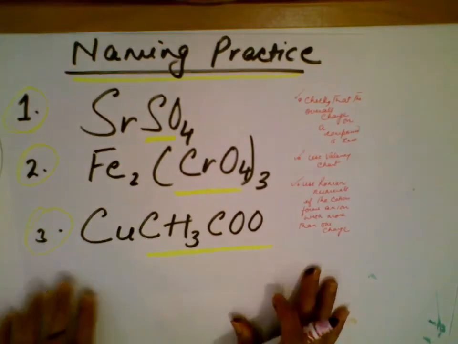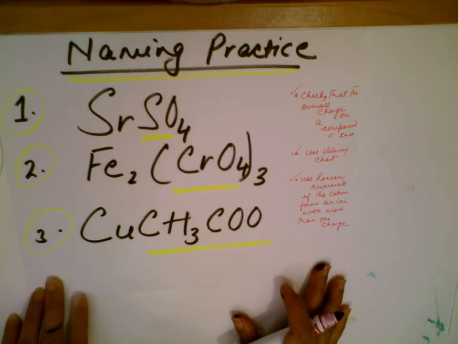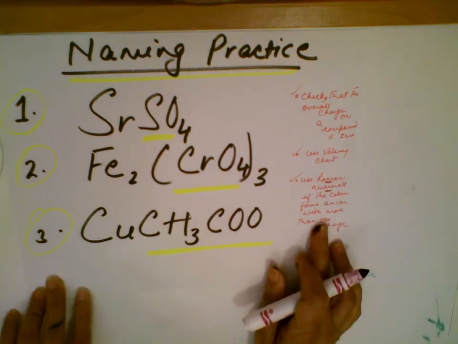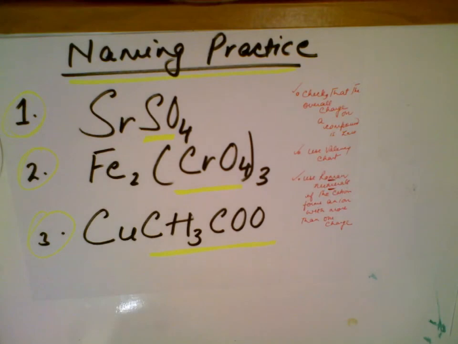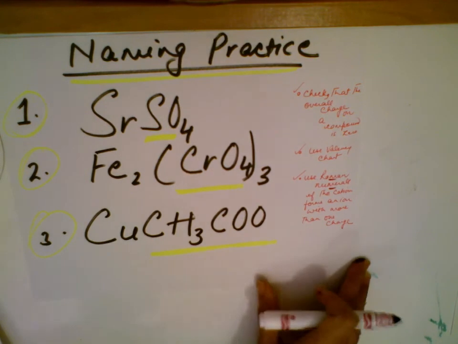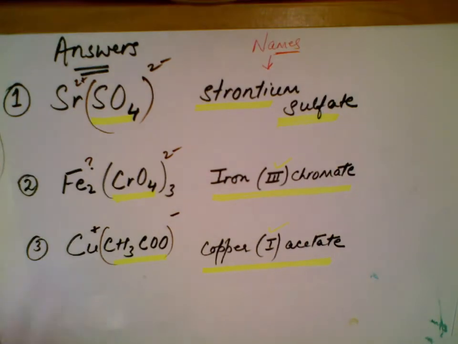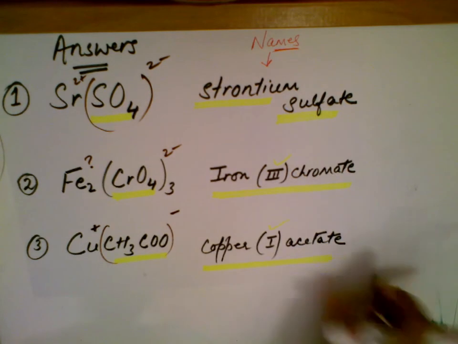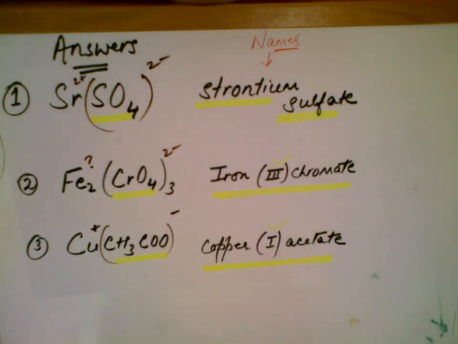Okay, now let's practice. Pause your video. Just make sure that you check that the overall charge on the compound is 0. You're using the valency chart. Use Roman numerals if the cation, those elements, form more than 1 ion because of the ability to form multivalent charges. Okay, if these are your answers, that means you got it. All right, remember, where are we looking for these names? On the valency chart. And where is the valency chart? It's on Google Classroom.